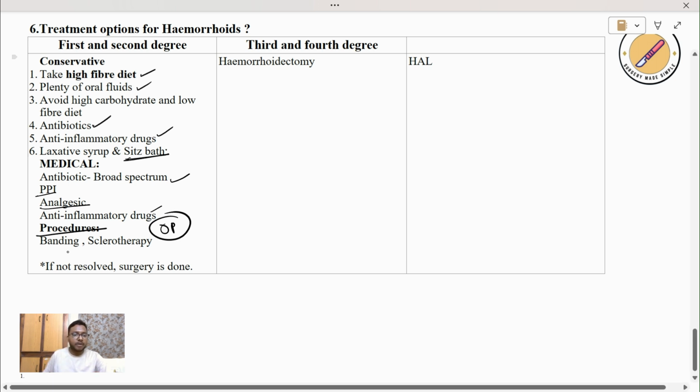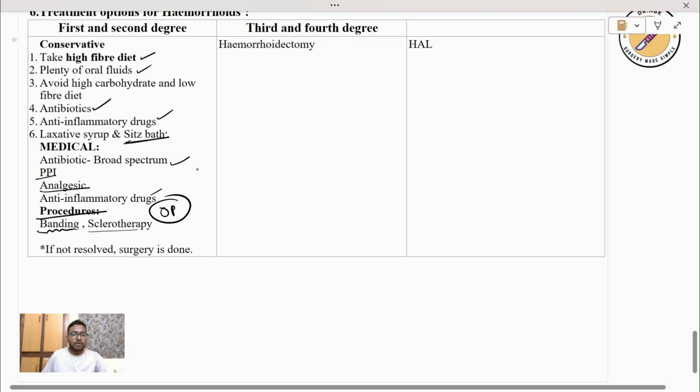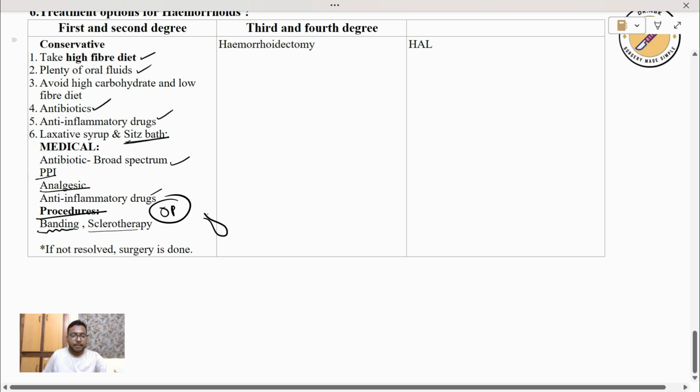So what are the important OP-based procedures? One is banding, the second one is sclerotherapy. What are you trying to do here basically? So, what is banding? Wherever you have that hemorrhoid, you will apply a rubber band like this so that it will undergo ischemia and necrosis, and slowly it will slough off. So, that is called banding.